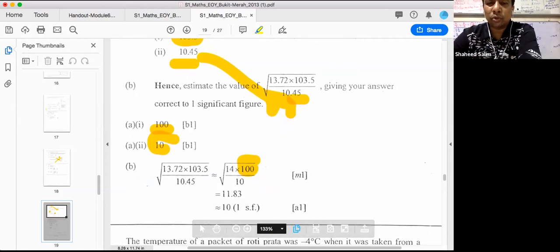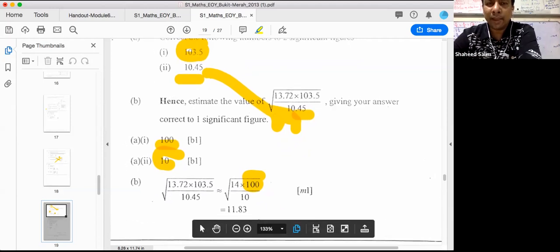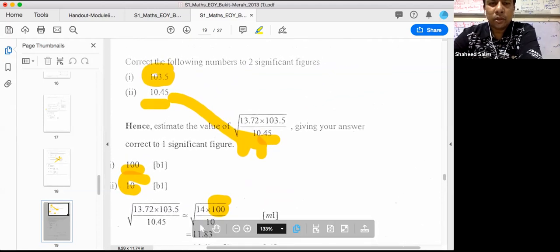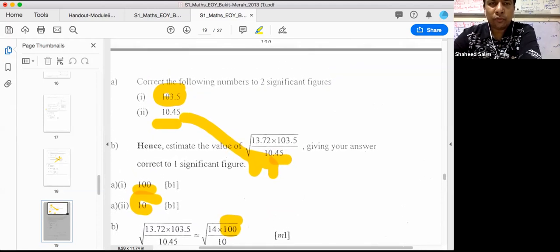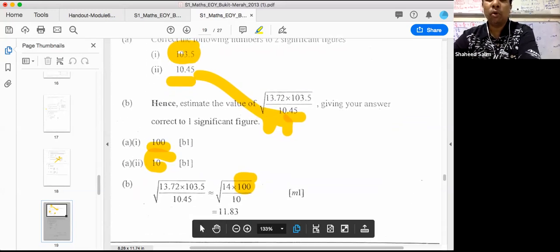But don't worry about this. The question was not too clear. What they meant here is for you to use the values from question A. They should have said, using the values from question A, estimate this to one significant figure. They did not say that, so you cannot be totally wrong.